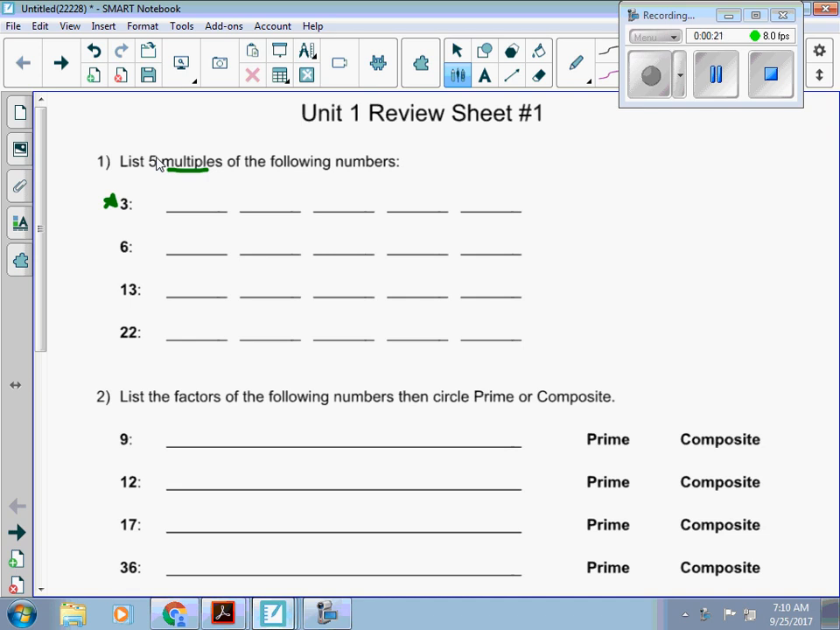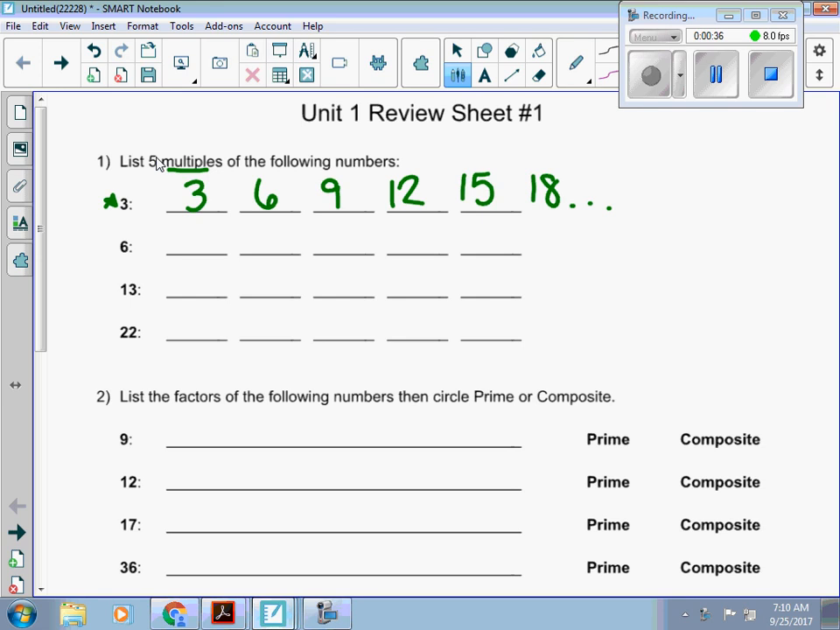3 times 1 is 3. 3 times 2 is 6. 3 times 3 is 9. And we can continue on and on. We often say that we find it by skip counting, because that gives us each answer to a multiplication problem.